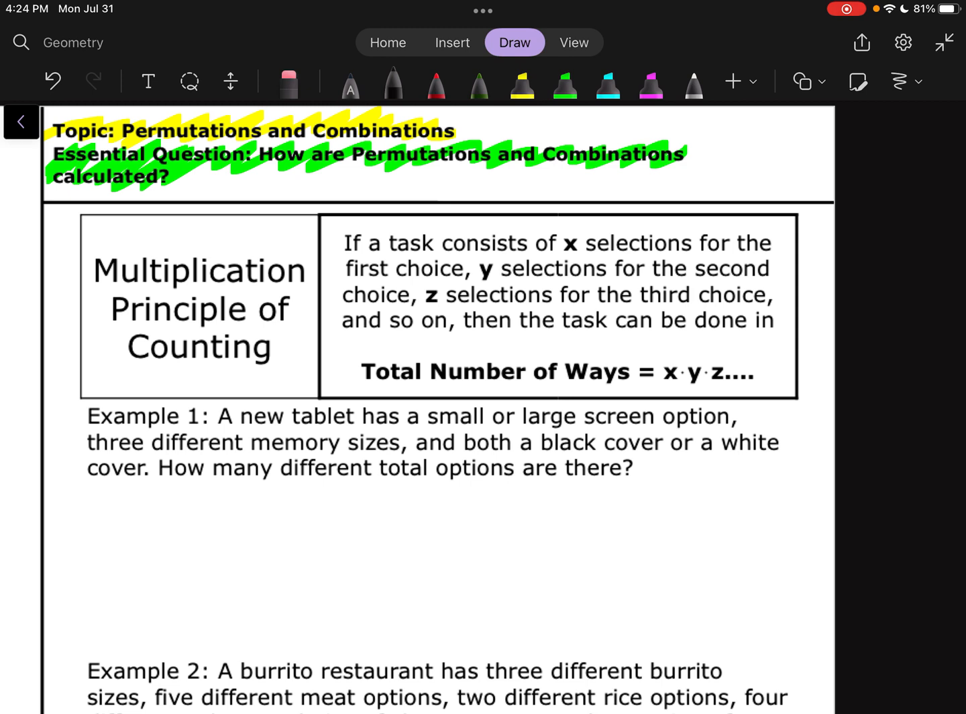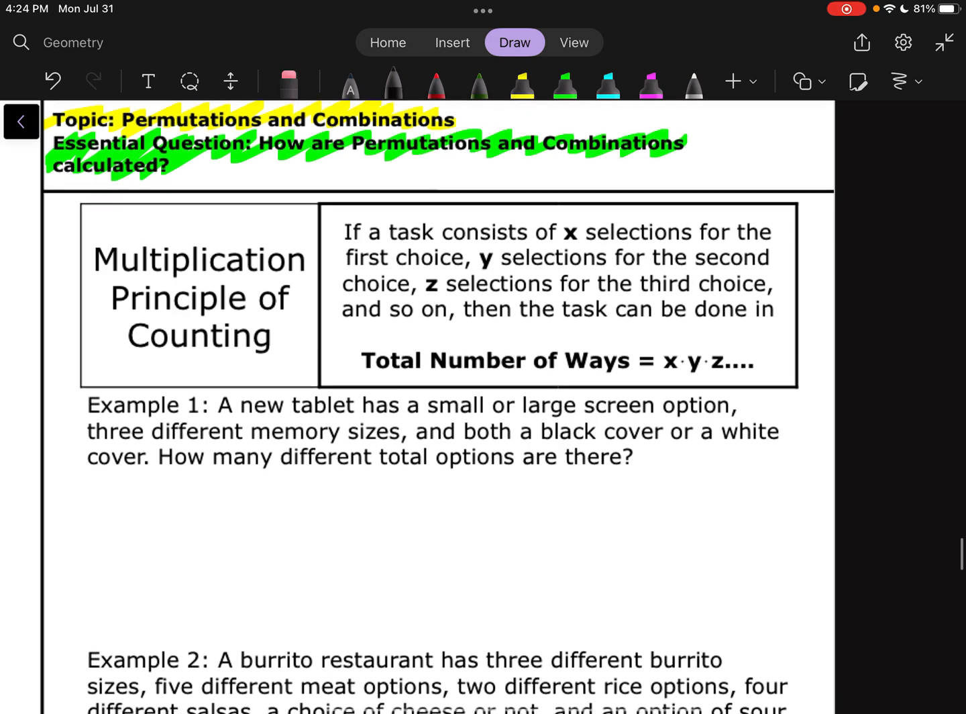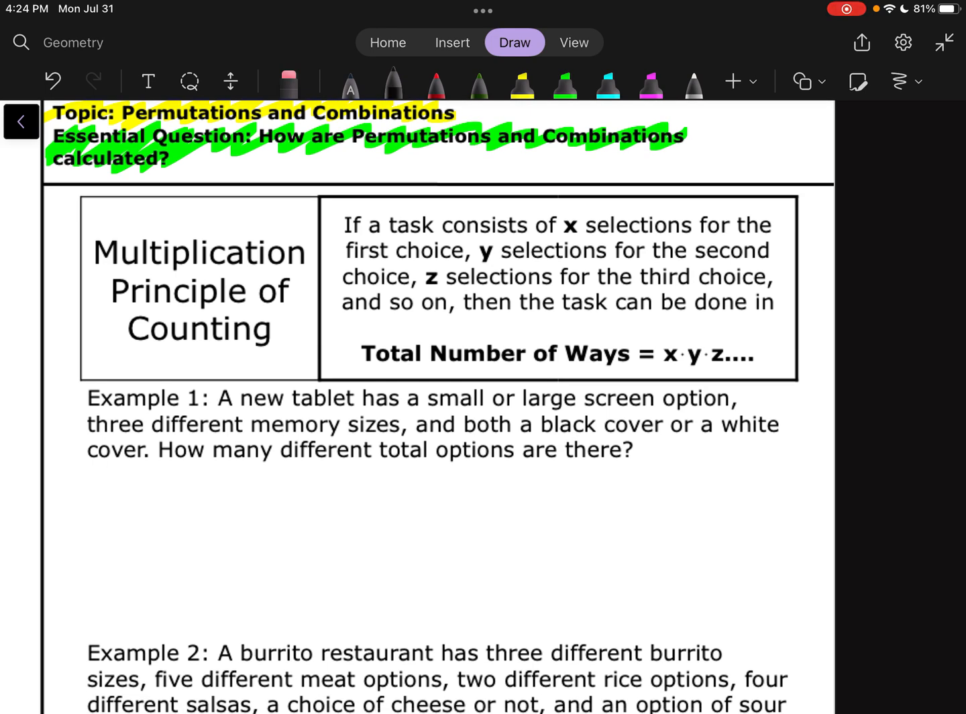We're going to start off with something basic before we get into those: the multiplication principle of counting. That says that if a task consists of X selections for the first choice, Y for the second, and Z selections for the third choice, and so on, then the task can be done in a total number of ways equal to X times Y times Z. So let's see what this really means here.